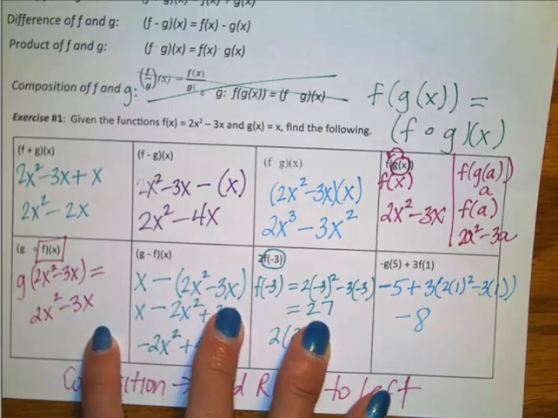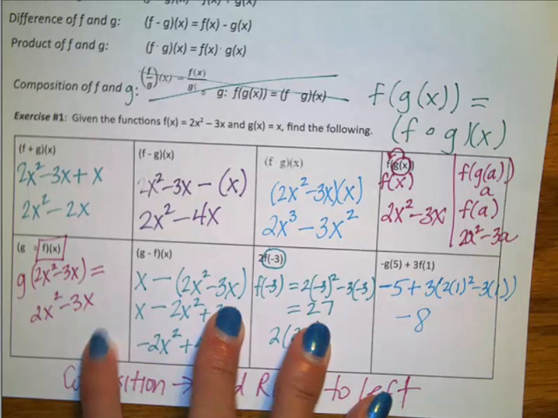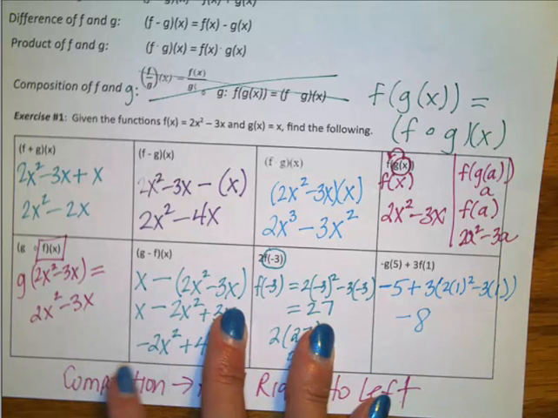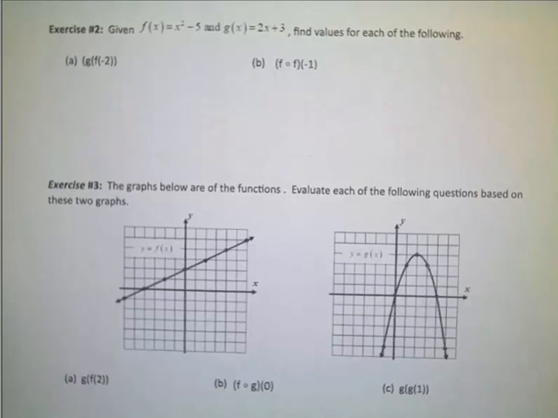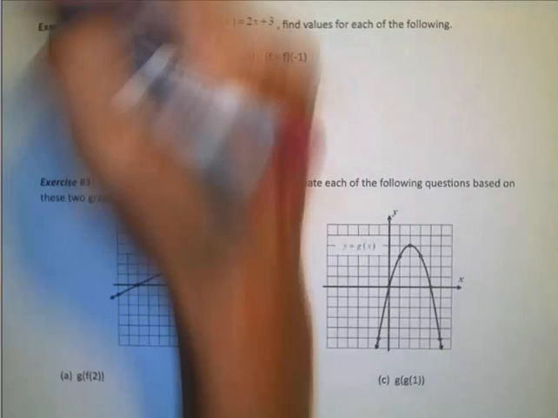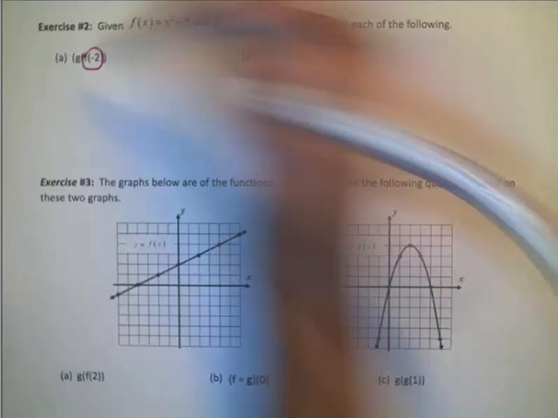All right, next page. Now we're going to do some more algebra examples and then some graphing ones. All right, exercise 2. We have 2 new functions, f of x and g of x, and they want us to find the values. We have parenthesis notation and we have the open circle notation. So again, read right to left. So we're going to start with f of negative 2.